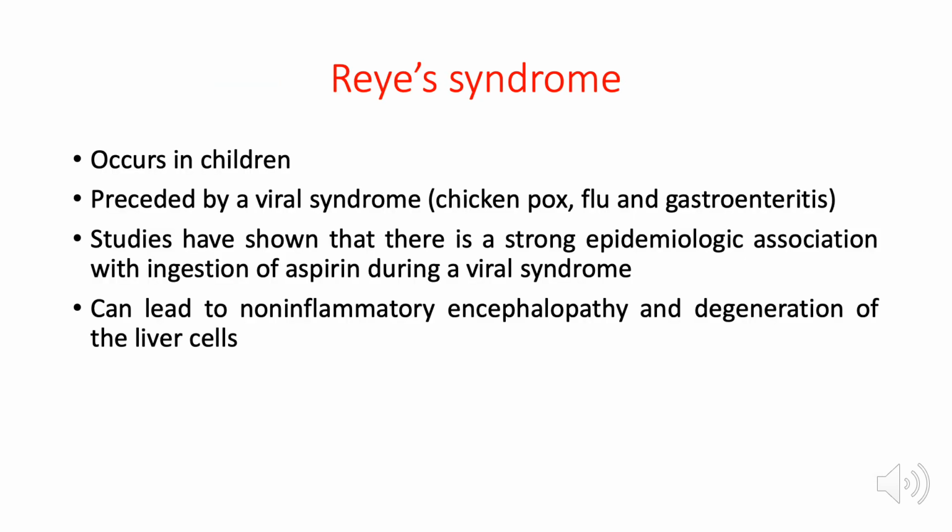The next disease that we will be talking about is Reye's syndrome, and this occurs in children. One of the things that can help the doctor arrive at a diagnosis is that these patients had a history of viral infection. On top of that, these patients were given aspirin. So if the patient developed viral diseases such as chickenpox, flu, and gastroenteritis, and if that patient is given aspirin, there's a chance that the patient will develop Reye's syndrome.